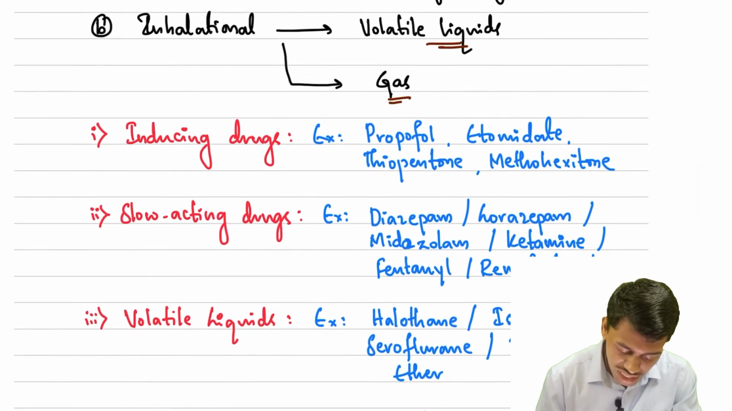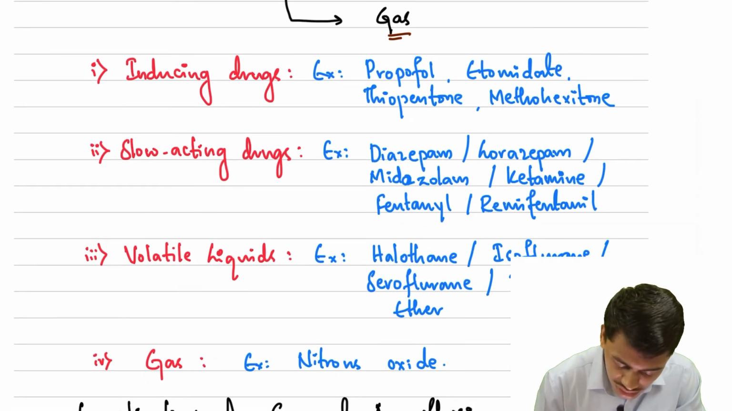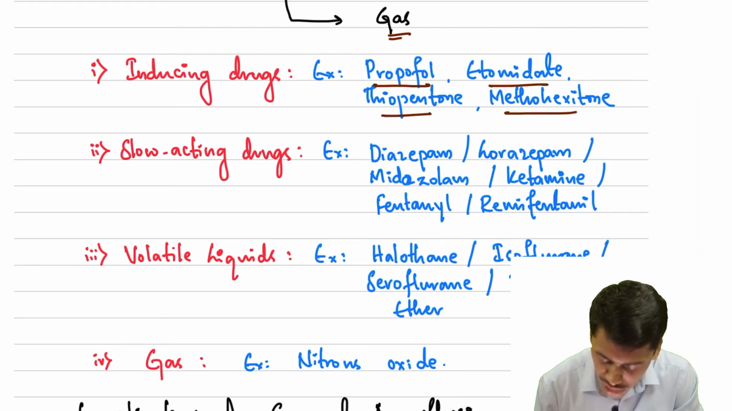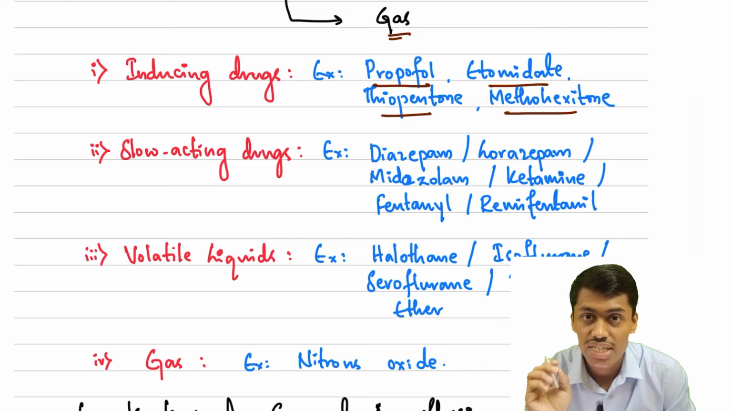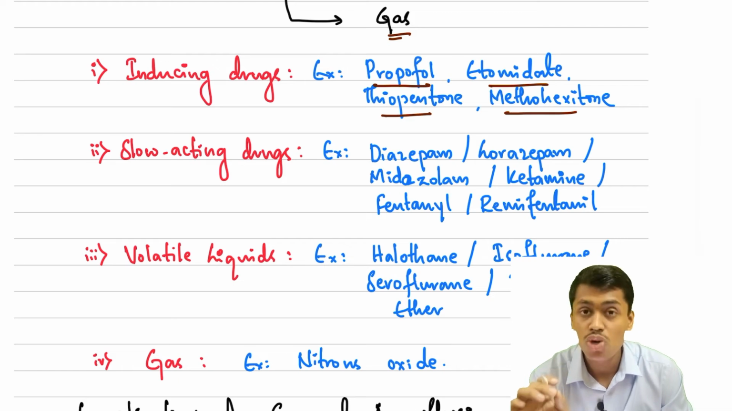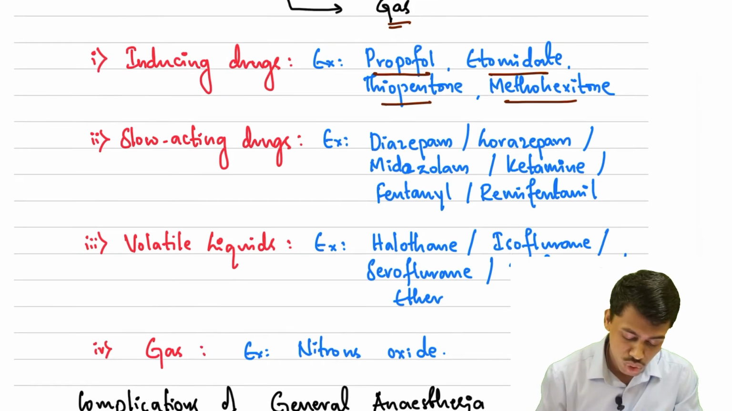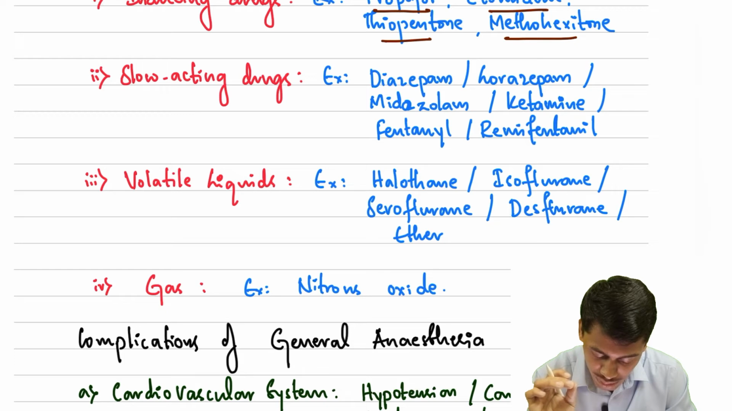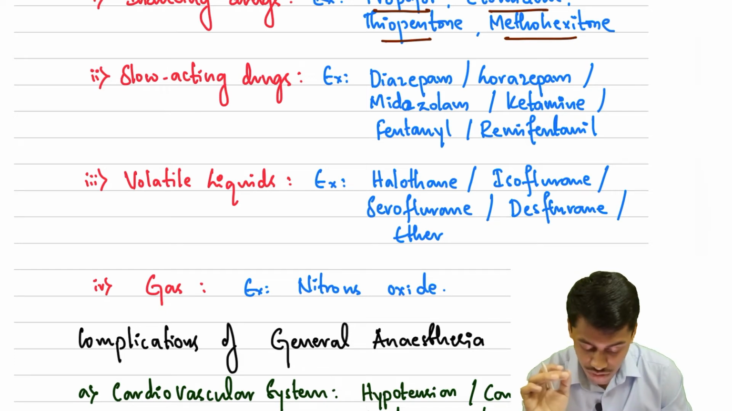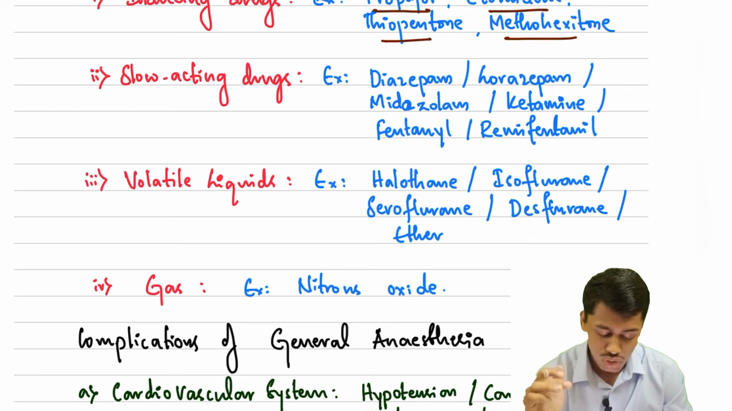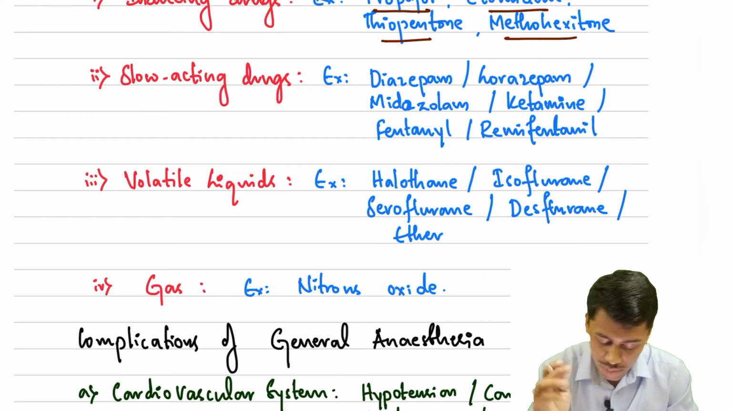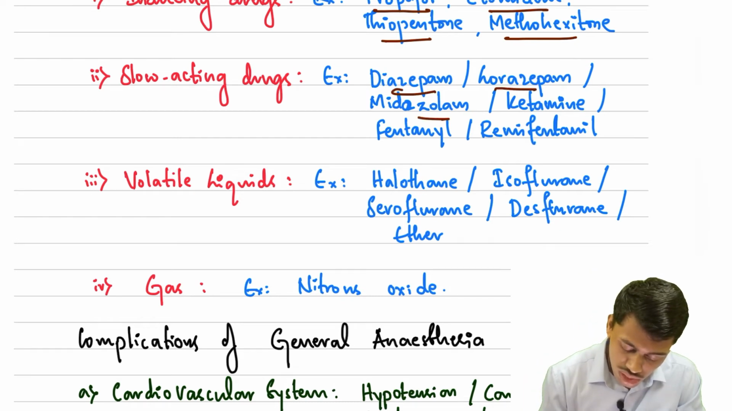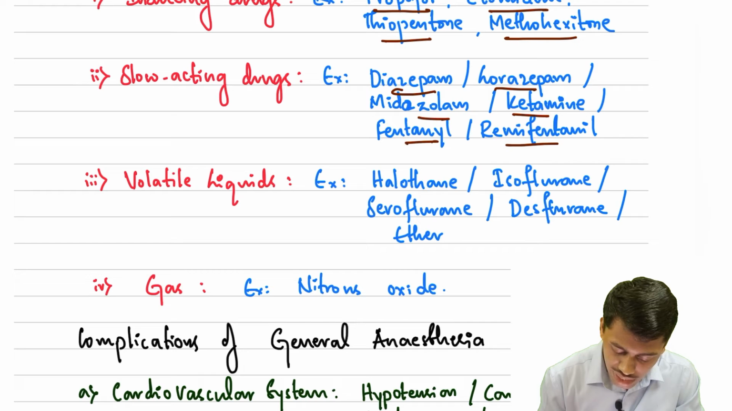So what are the inducing drugs we have? Inducing drugs are propofol, etomidate, thiopentone as well as methotrexate. Then we have the slow acting drugs. They are the benzodiazepines, that is diazepam, lorazepam, midazolam, and also ketamine, fentanyl and remifentanil.